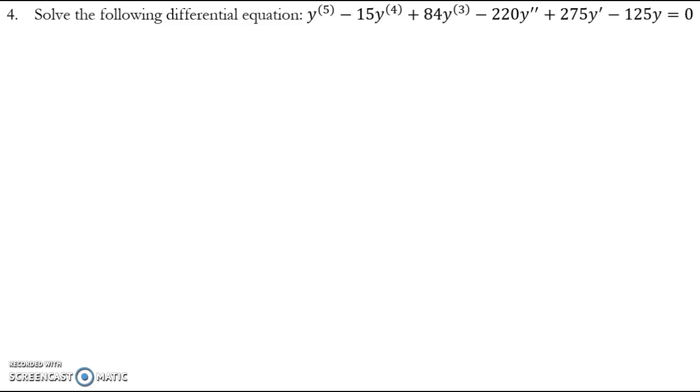All right, so let's take a look at the next problem, which is 4. So we're given another set of differential equations here and of order 5. So let's go ahead and rewrite this using the R. So that's called the characteristic equation. So let's do that. So R to the power of 5 minus 15R, or R minus 125 equals to 0.